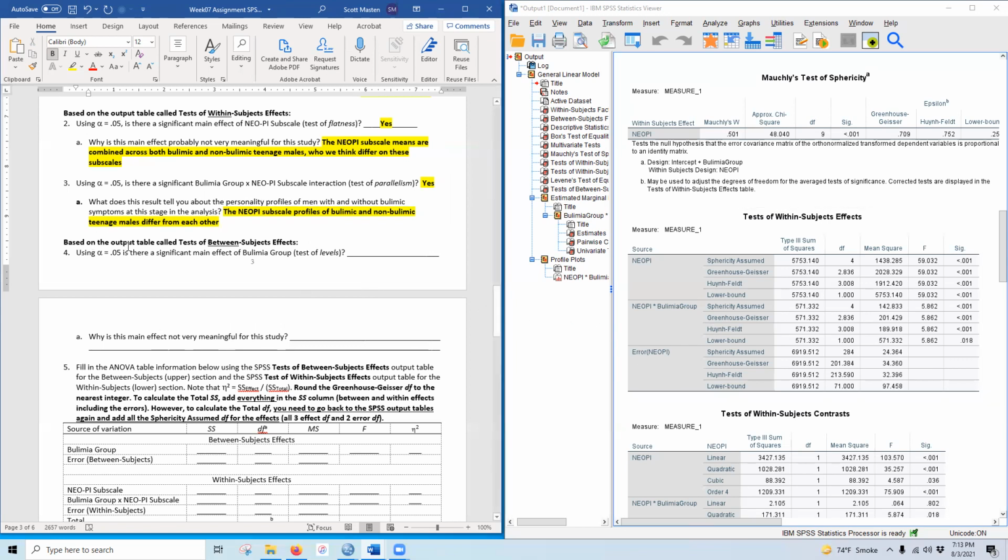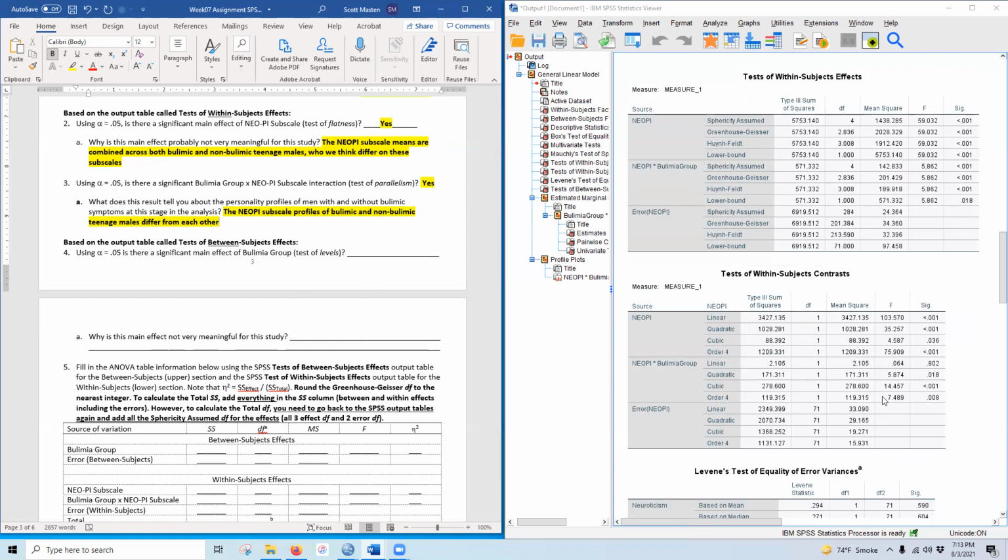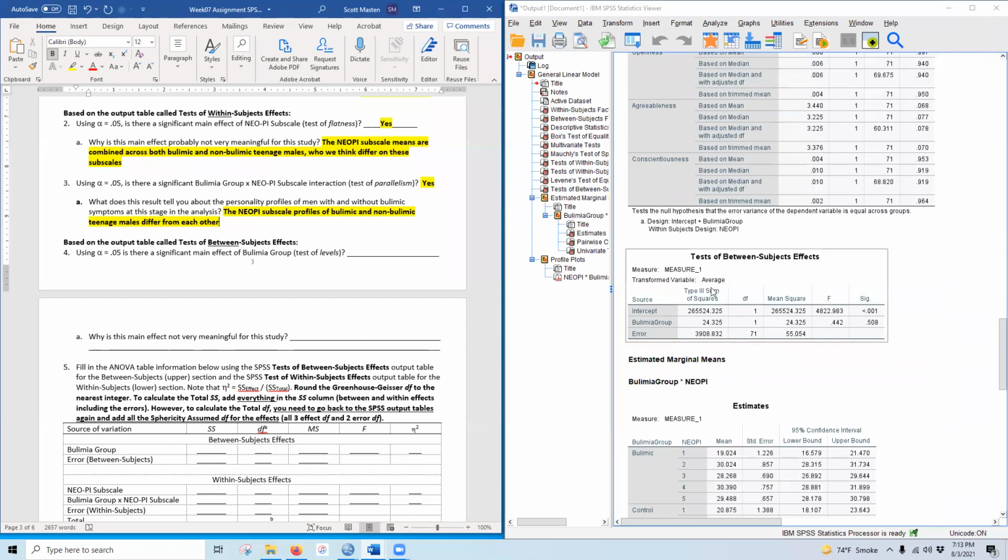So next one is based on the output table called test of between subjects effects. Let's find that. People remember to ignore this one that's got linear and quadratic and stuff. Go down here. Test of between subject effects doesn't even look like a meaningful table, but it is. It's got the main effect of the between subjects variable, bulimia group. There it is. Using alpha of 0.05, is there a significant main effect of bulimic group, also called the test of levels? No, actually there's not. So no, not less than 0.05. That is the easy answer.